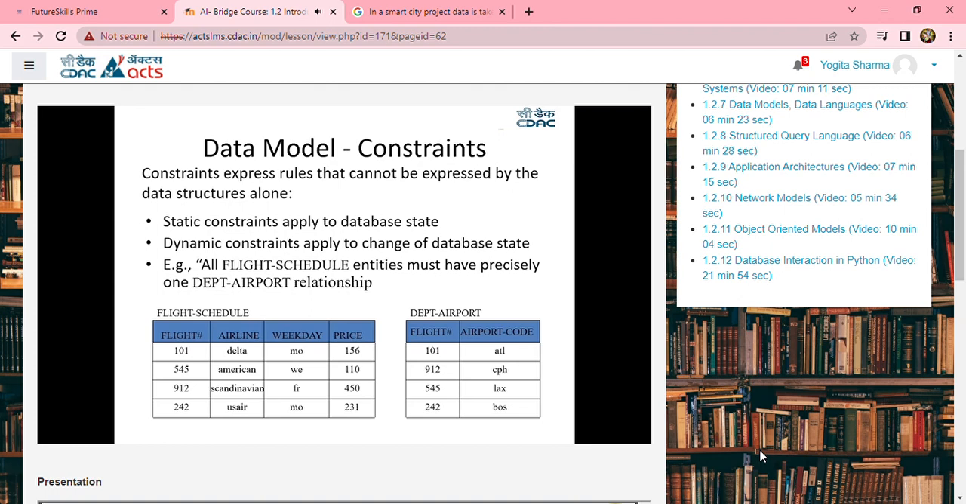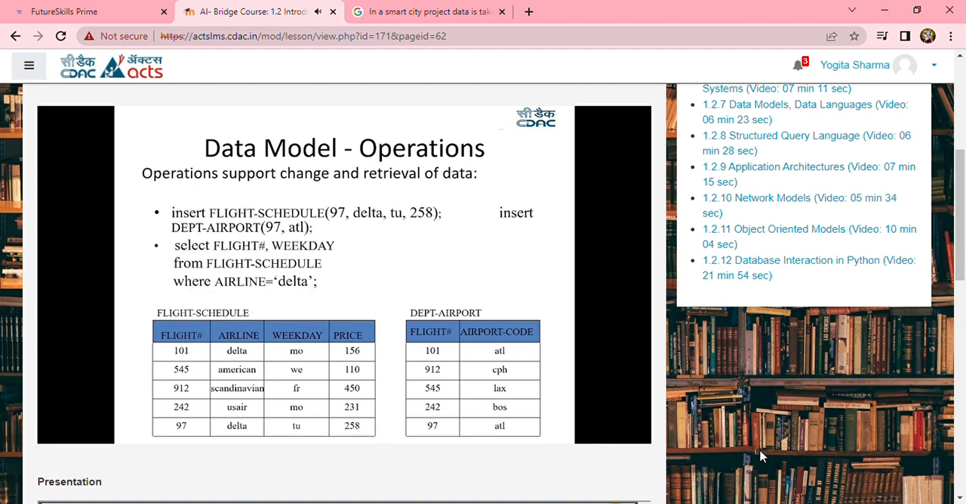And the second point is that these are controlled. If there is a scheduled time, then the departure airport will have the same scheduled flight. So within a short duration of time, only this particular flight has to be departed. That means you have control over here by expressing certain rules. So this is called a constrained data model. And the third component of the data model is called operations.